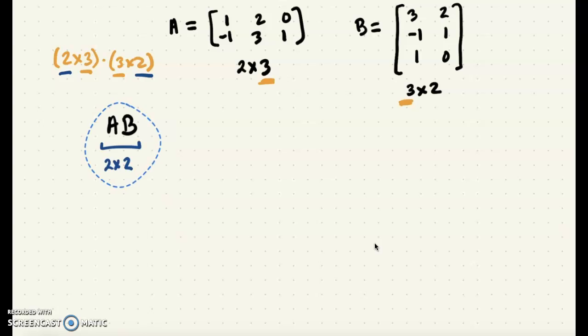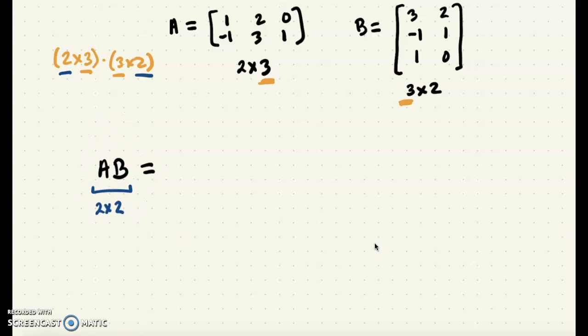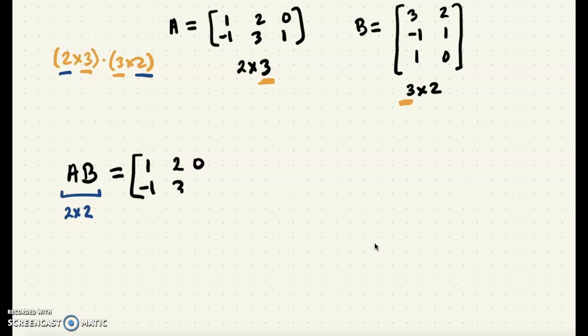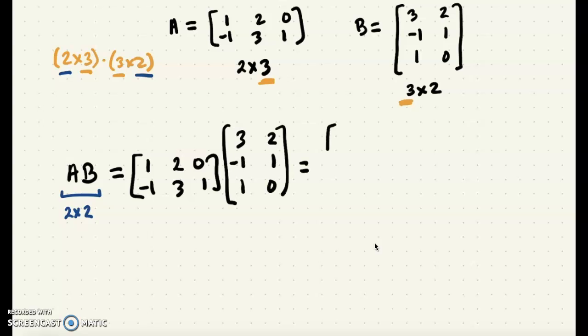Okay, so I'm going to go ahead and move this down. And we're going to start computing this matrix. So let me just rewrite the matrices again for this product. So we've got 1, 2, 0, negative 1, 3, 1 times 3, 2, negative 1, 1, 1, 0. And we know that the matrix we're going to get will be a 2 by 2 matrix. So I'm just going to draw a 2 by 2 matrix with empty spaces. And we're going to figure out how we can fill in those spaces.